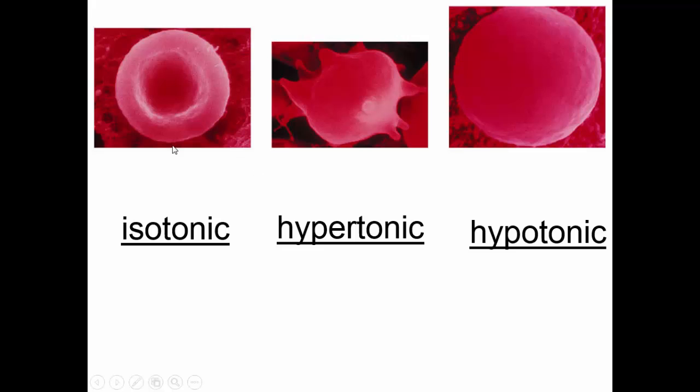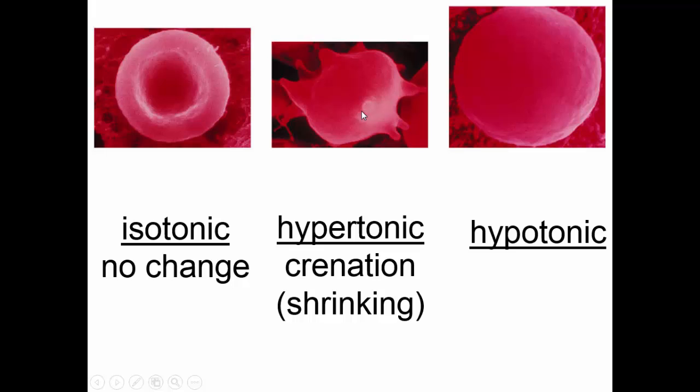Now, these are red blood cells in different kinds of solution. A red blood cell is normally this size and shape, so in an isotonic solution, there's no change in the size or shape of the cell. In a hypertonic solution, water is going to leave the cell. The cell will get smaller, it will shrink up, and because this is a red blood cell, we call this crenation. In a hypotonic solution, the cell will take on water. This means the cell will swell up and potentially could rupture.